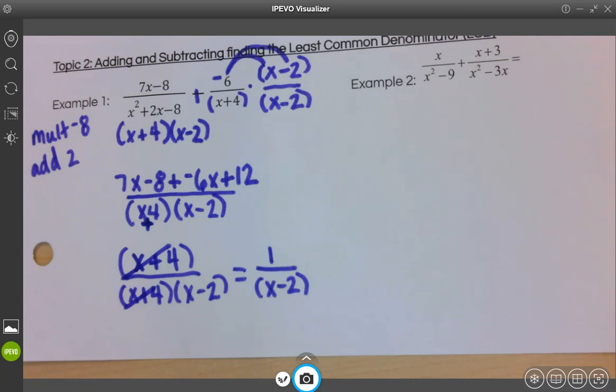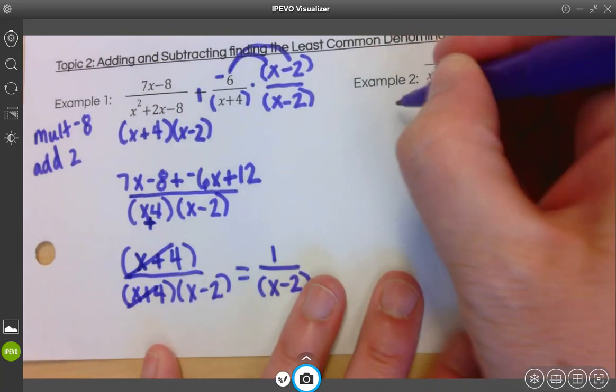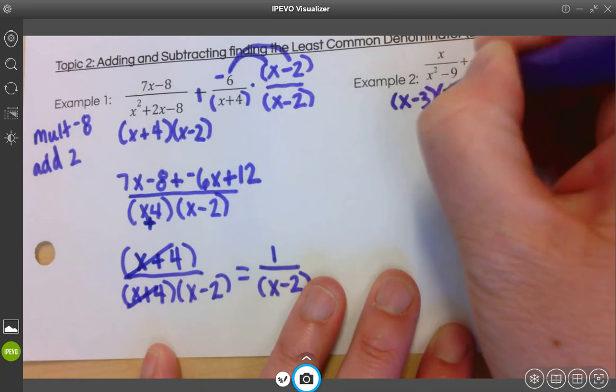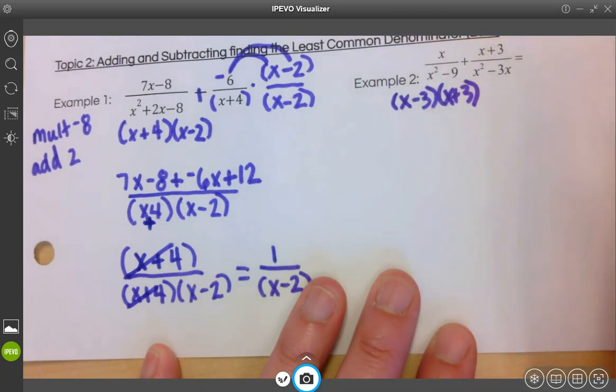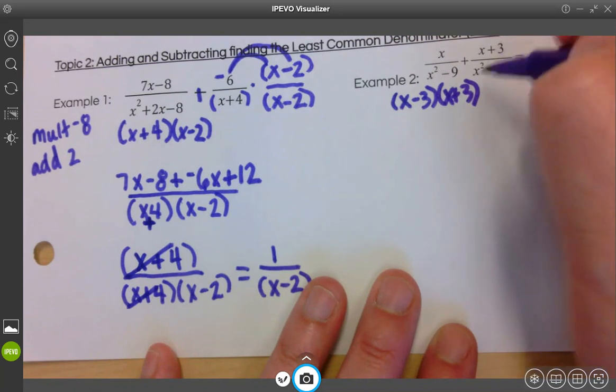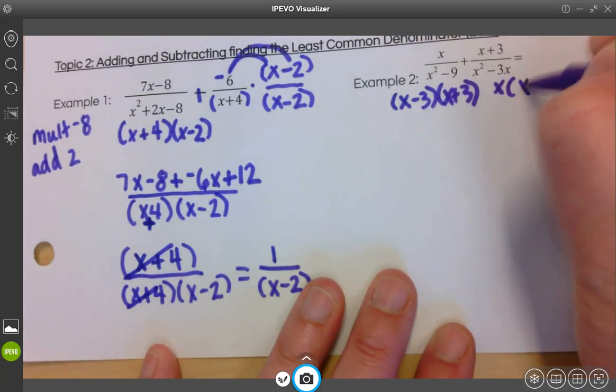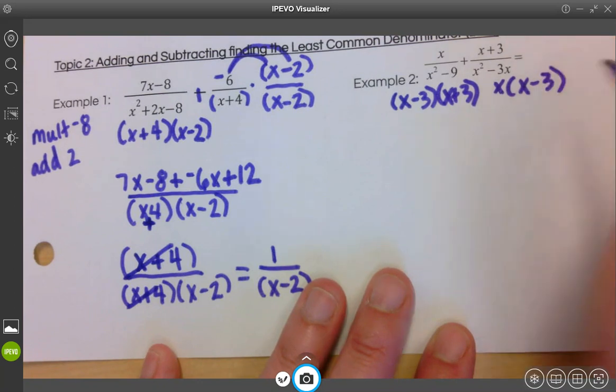The second one, though, is not difference of squares. That's just factoring out of what? Yeah, so a common factor, which is x. So this one factors to be x minus 3 and x plus 3. That's x squared minus 9. This one factors to be x times x minus 3.